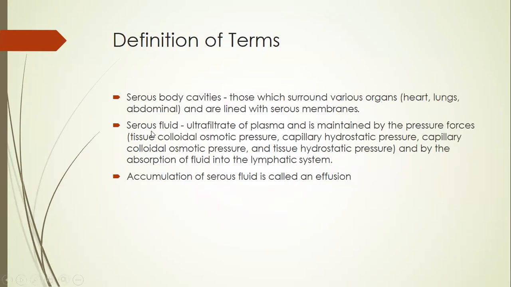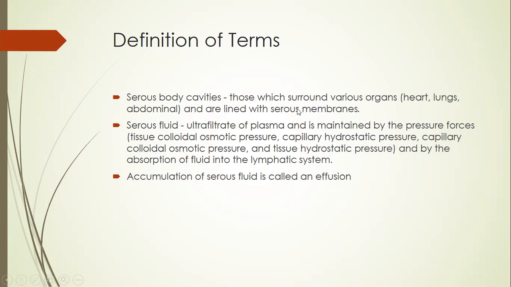So your serous body cavities are those which surround various organs. In other words, these cavities enclose certain organs. For example, there is a space enclosing the heart, and we call it the pericardial cavity. The cavity surrounding the lungs is what we call the pleural cavity. And the space surrounding your abdominal contents or organs is what we call the peritoneal cavity.